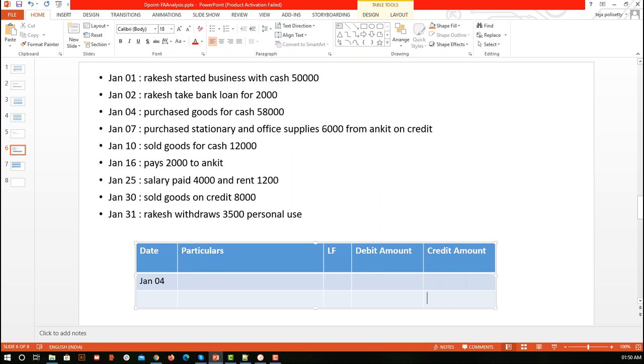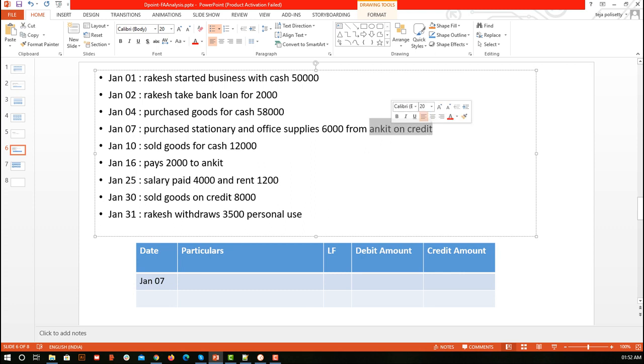Okay, now our next transaction is on Jan 7th. So what is happening here? We have purchased stationery and office supplies. So here, purchase stationery and office supplies 6,000 from Ankit on credit. Now what does Ankit on credit mean? Ankit is giving out. So here we can say that Ankit's personal account is coming into picture.